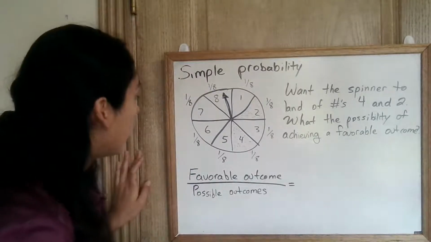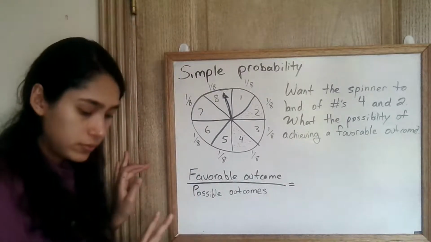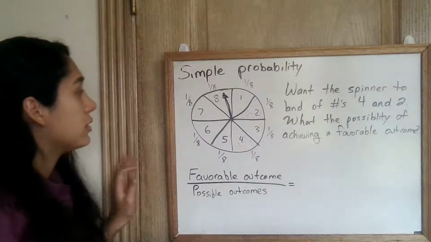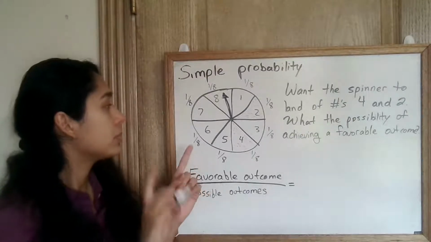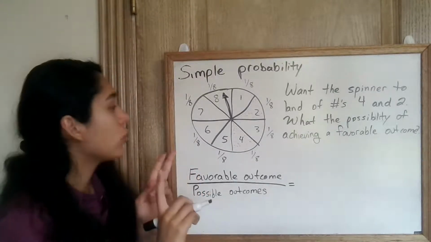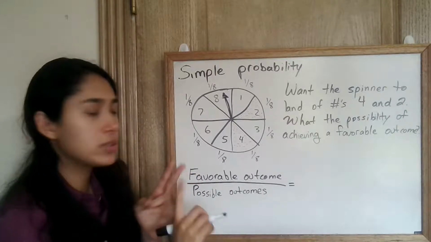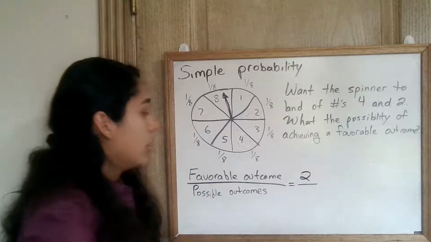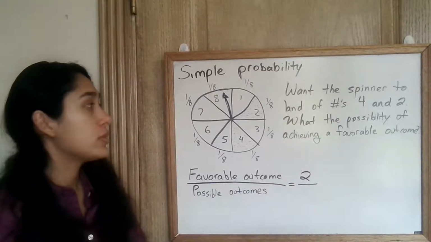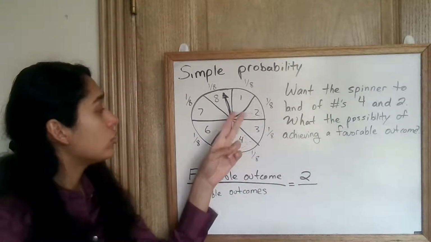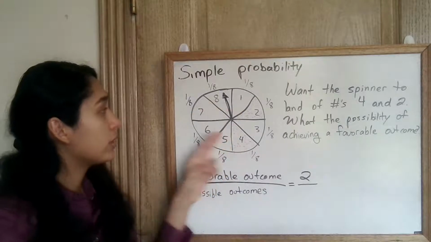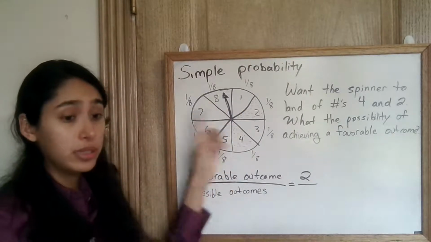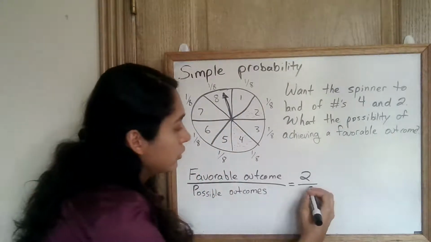So there are 2 possible favorable outcomes. It can either fall on 2 or it can fall on 4. Those are great. We want it to fall on one of those 2. Now, what are all the possible outcomes? It could fall on 1, 2, 3, or any other of these numbers. So there's 8 different possibilities in total.